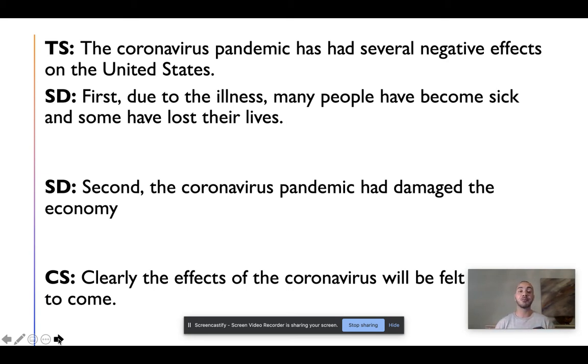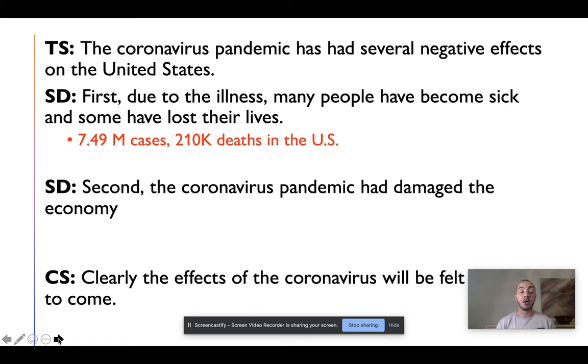So if we're thinking about how to develop this paragraph a little bit further, we're going to start with that first major supporting detail. And we're going to add some minor supporting details to help illustrate how many people have become sick, what kinds of people have become sick, how many people lost their lives. And so one minor supporting detail will be that as of the making of this video right now, which is October 5th of 2020, there have been over 7 million cases of coronavirus in the United States alone.